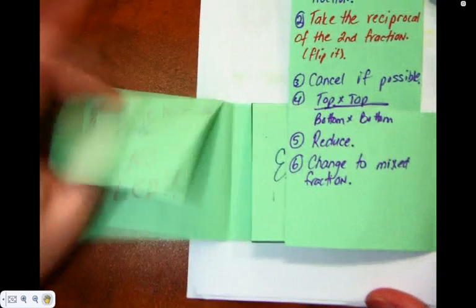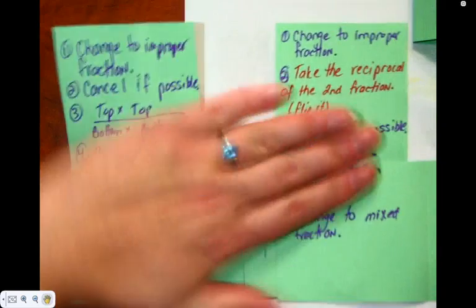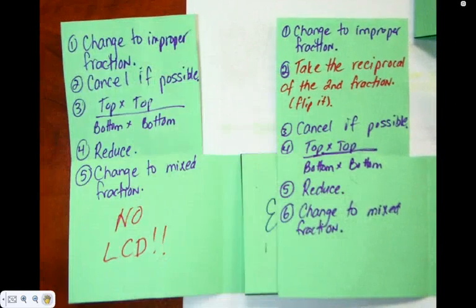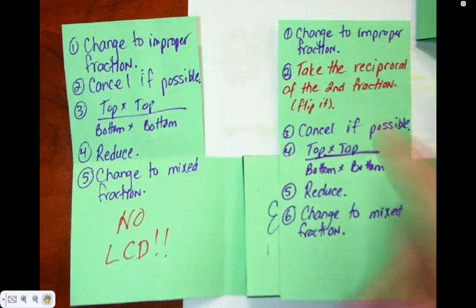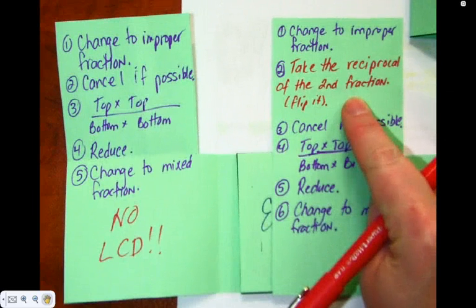I want you to open the method for multiplying and open the method for dividing, and I just want you to compare. Multiplying and dividing. What do you see? They're all the same except for? That's it. That's the only thing that's different in division.